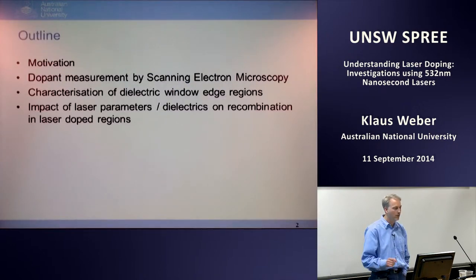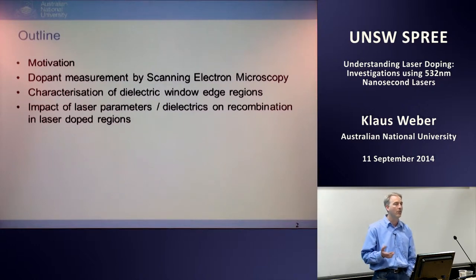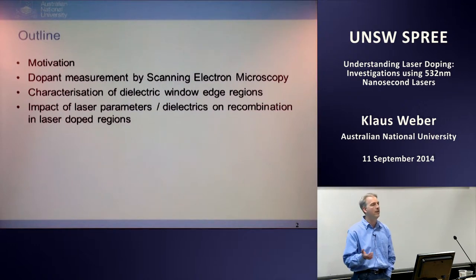Okay, so just to start off, I'll go through a bit of the motivation of the work. What is it that we're trying to achieve in the end? Where are we aiming for? And then I'll talk about three areas that Peter covered in his PhD. The first one is looking at a way in which we can characterize laser-doped regions, in particular ways in which we can determine the dopant concentration that we get from laser doping. And the second area is an application of this characterization technique to a particular problem, which is trying to figure out what happens at the edges of dielectric windows that you've created with a laser pulse.